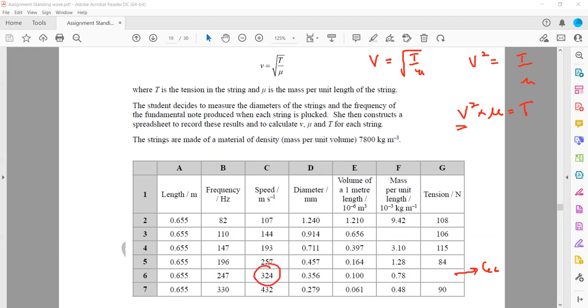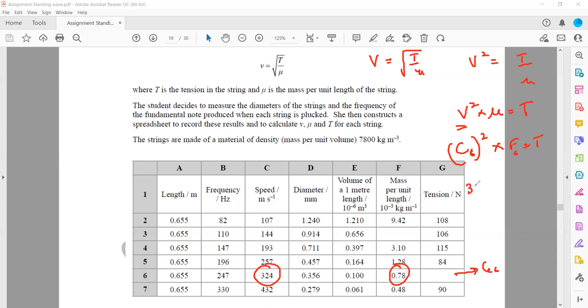So I need C6. So C6 squared, the speed squared, multiplied by the mass per unit length, 0.78. But don't forget, the spreadsheet has the exponent minus 3 written at the top in the column heading, but when you're substituting a value, you have to take the full value. So we need cell F6 to get this T.